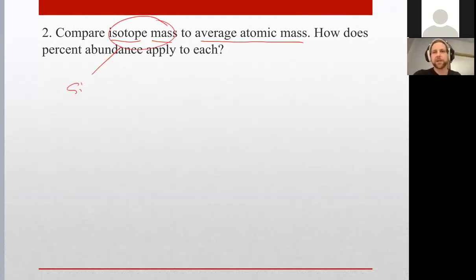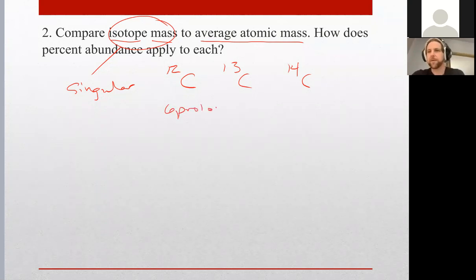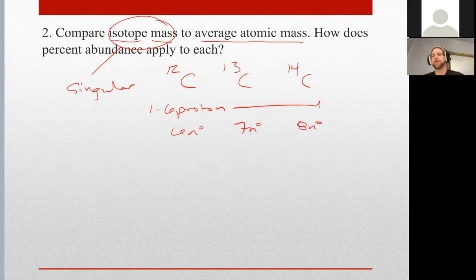Isotope is singular, one atom at a time, so you can have a carbon 12 isotope, a carbon 13 isotope, a carbon 14 isotope, where the masses are different, 12, 13, and 14, but they're all carbon. So they all have 6 protons. The only difference between them is the number of neutrons, where we have 6 neutrons versus 7 neutrons versus 8 neutrons.